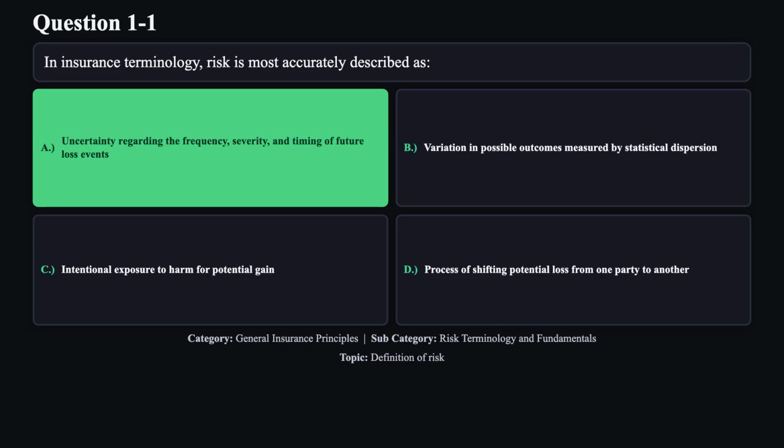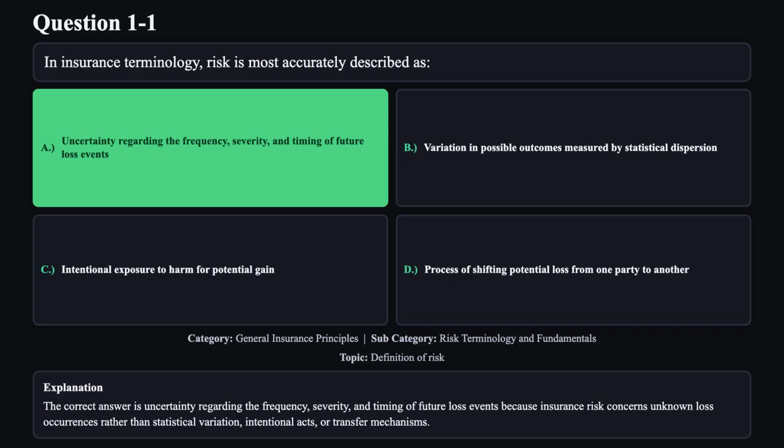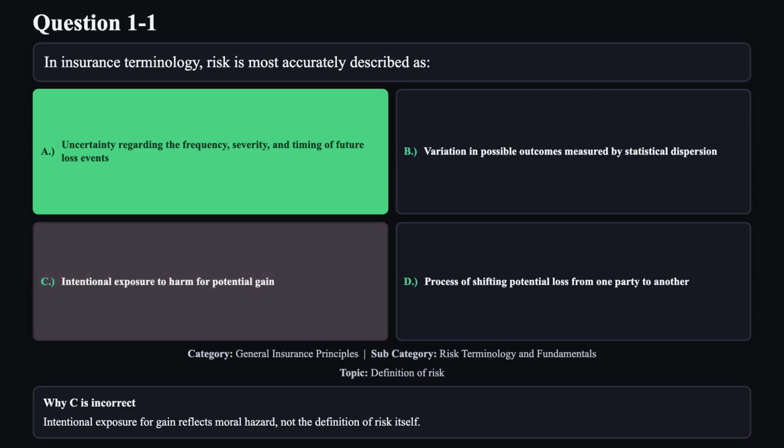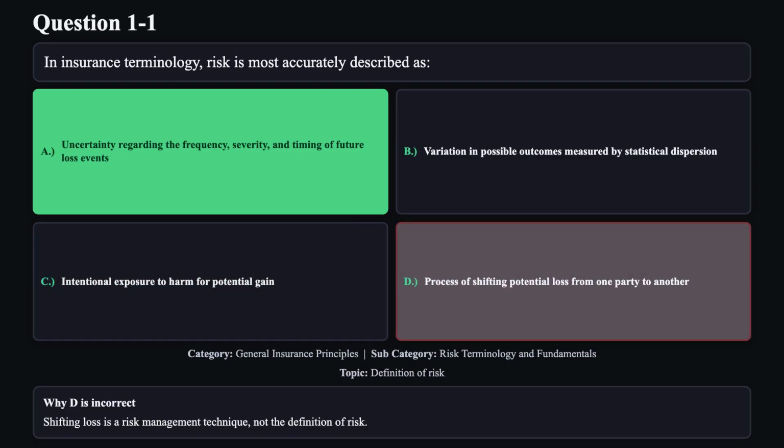The correct answer is A. The correct answer is uncertainty regarding the frequency, severity, and timing of future loss events because insurance risk concerns unknown loss occurrences rather than statistical variation, intentional acts, or transfer mechanisms. Reason B is not correct. Statistical dispersion describes variability but does not capture the insurance concept of uncertain loss occurrences. Reason C is not correct. Intentional exposure for gain reflects moral hazard, not the definition of risk itself. Reason D is not correct. Shifting loss is a risk management technique, not the definition of risk.